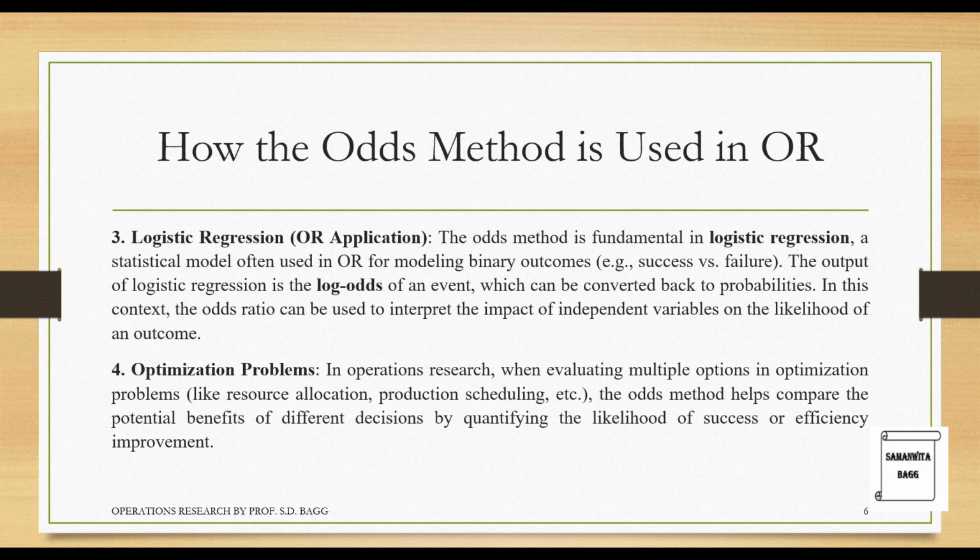Optimization problems. In operations research, when evaluating multiple options in optimization problems like resource allocation, production scheduling, etc., the odds method helps compare the potential benefits of different decisions by quantifying the likelihood of success or efficiency improvements. So in optimization problems, again, you can use the method of probabilities and you can understand whether there will be success or failure in your optimization problems.